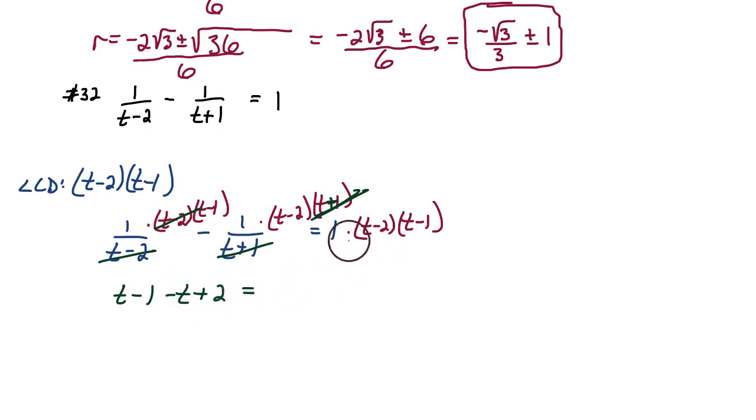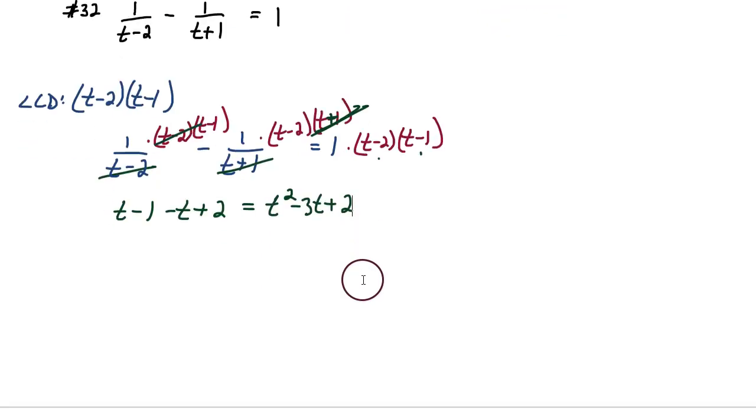And that's equal to 1 times this. Well, we can do FOIL on this. We get t squared minus 3t plus 2. Now look at the left side. The t minus t cancels away. And negative 1 plus 2 just makes 1. So we have 1 equals t squared minus 3t plus 2.